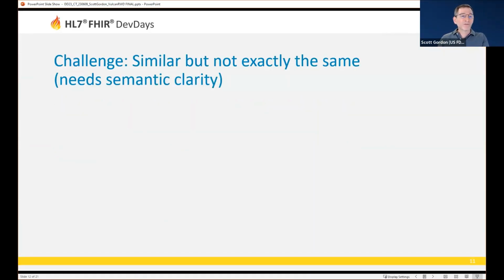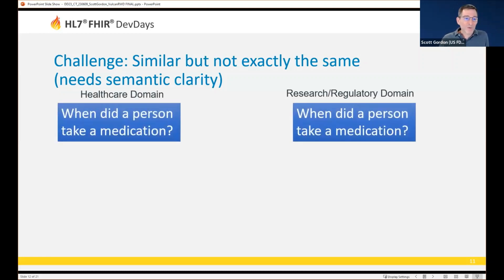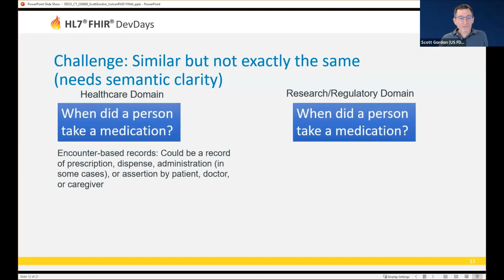So a simple summary of a couple of the challenges we think this IG has addressed. Very simple presentation of this. One of them is that information in a healthcare space and a research and regulatory space are similar, but often not exactly the same, and they need semantic clarity. So in the healthcare domain, a simple example: when did the patient take a medication? Sounds straightforward. In the healthcare space, of course, these are what we've been calling encounter-based records.